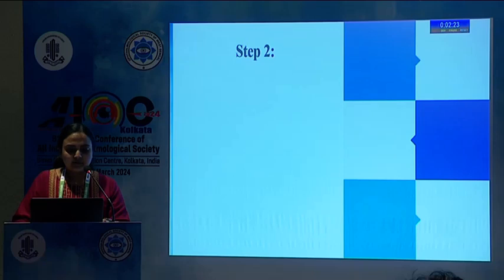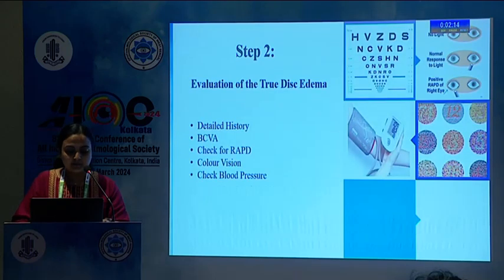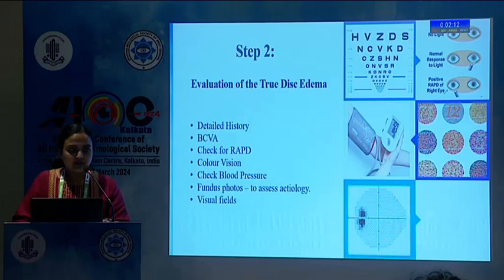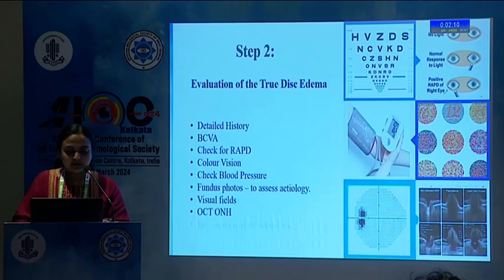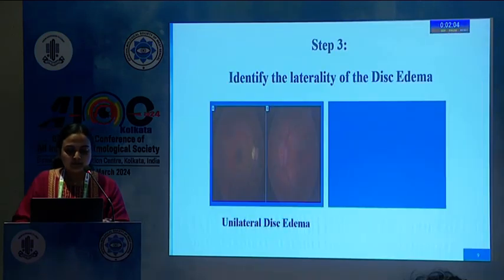So step 2 is to evaluate the case of a true disc edema. Once you find out there is a disc edema, you will go into detail in the history. You will check the BCVA, RAPD, color vision, and blood pressure. You will assess the fundus for any other etiological clues, visual fields, and OCT-ONH to confirm the diagnosis. And do not forget to check the other eye. So step 3 is to establish whether it's a unilateral or a bilateral disc edema.